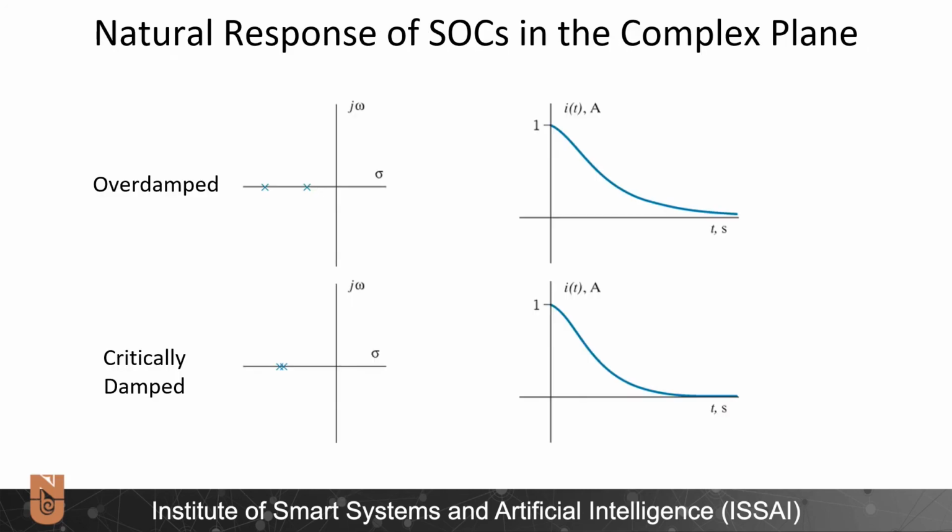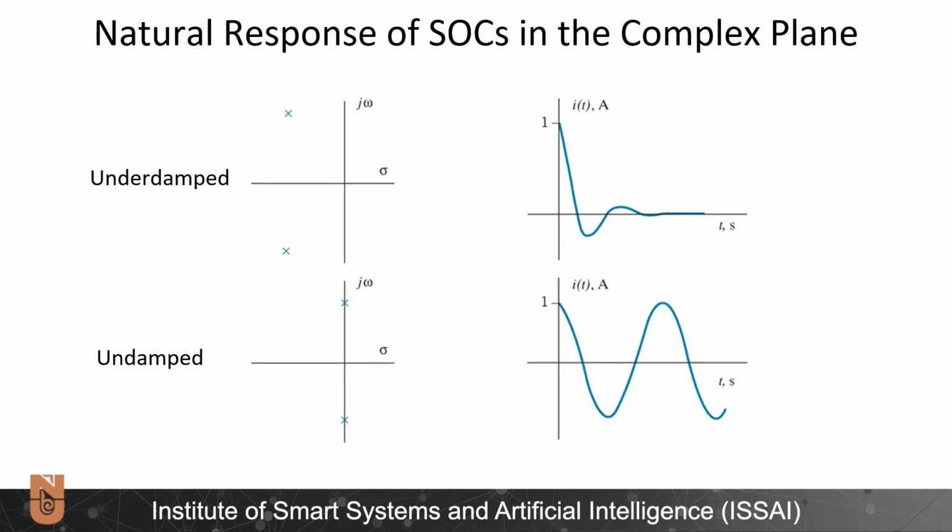We can use the complex plane in order to understand the behavior of dynamical systems. Here in this plane, the x-axis is the real axis and the y-axis is the imaginary axis. In the overdamped case, we have two real poles at these different locations, and then the response is here. For the same system, if it is critically damped, the roots are overlapping and the system is again in exponential decay without oscillations but faster than the first response.